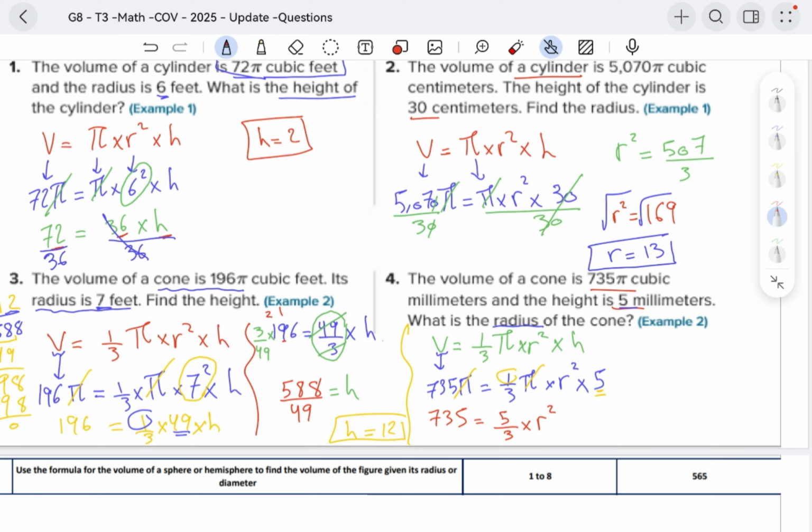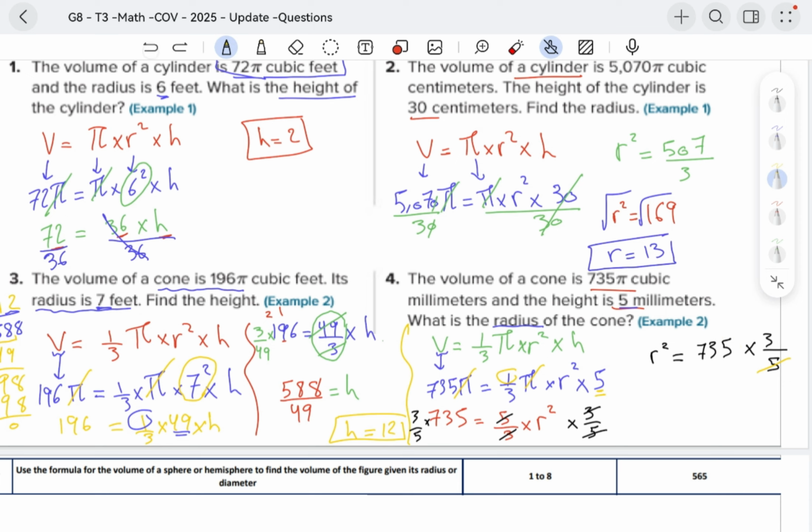Now again, to get rid of the fraction, we're going to multiply by the reciprocal. We have 5 out of 3, the reciprocal is 3 out of 5. We're going to multiply both sides by 3 out of 5. This will cancel with this. We're going to have radius squared equal to 735 times 3 out of 5. So what I'm going to do, I will divide by 5 first, because I know this number is a multiple of 5, and then we're going to multiply it by 3.